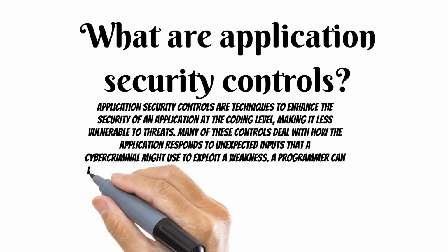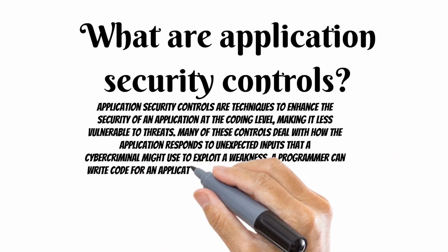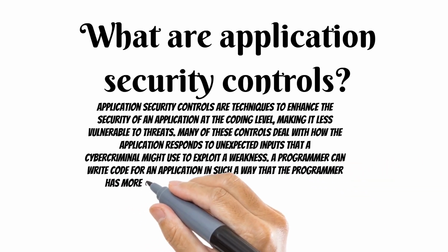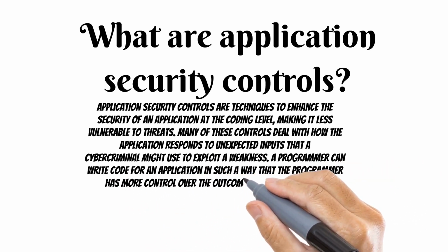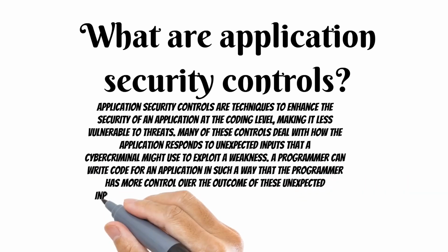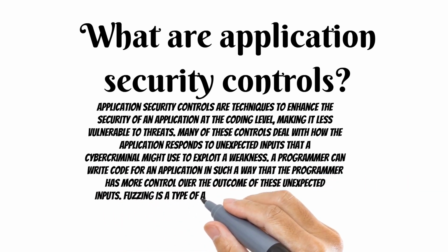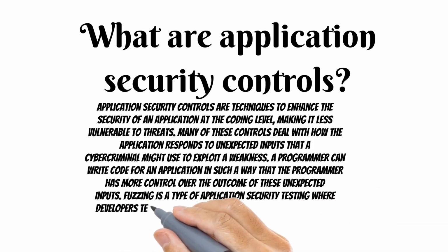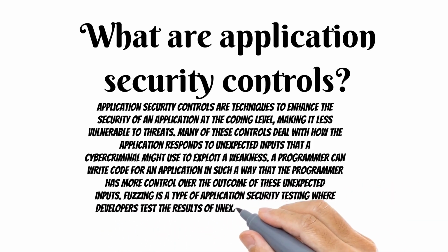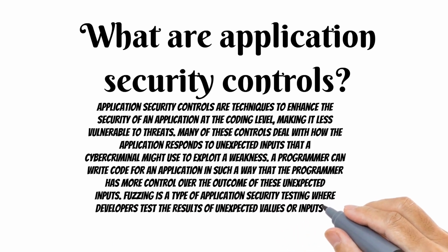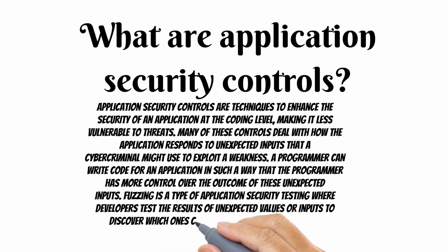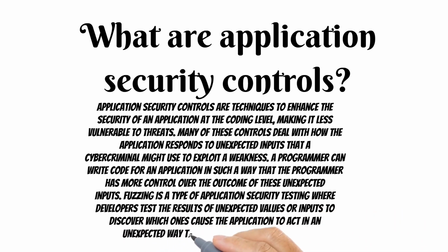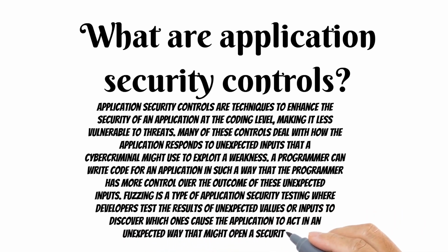A programmer can write code for an application in such a way that the programmer has more control over the outcome of these unexpected inputs. Fuzzing is a type of application security testing where developers test the results of unexpected values or inputs to discover which ones cause the application to act in an unexpected way that might open a security hole.